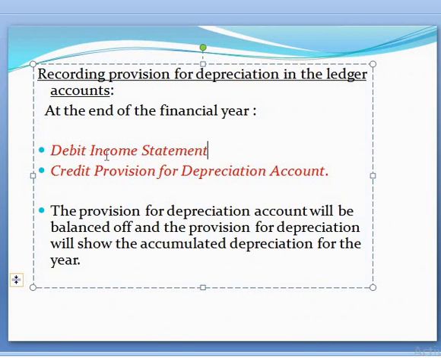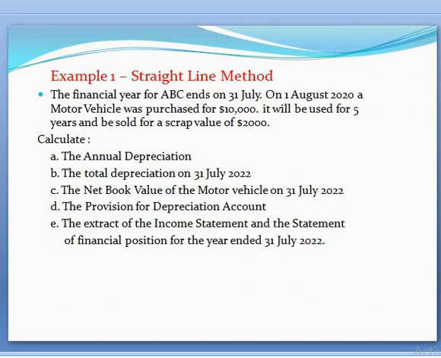So we debit income statement and we credit provision for depreciation. So this account does not close. It keeps on showing the depreciation for the year as it accumulates, as we are going to see shortly in an example, right? So let's look at the example where you're using the straight line method. We have, for example, a vehicle. Remember, straight line method is where the depreciation remains the same throughout.